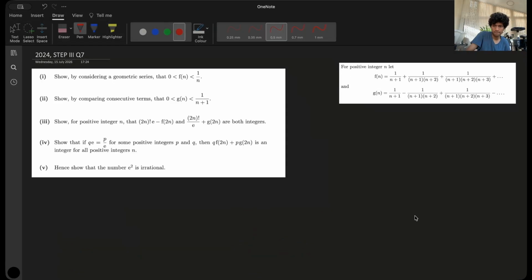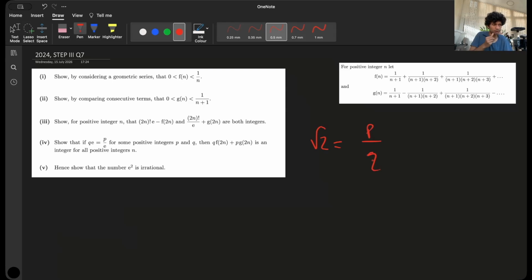Okay, nice. For this last part, you have to show that e squared is irrational. It might not be immediately clear what you are going to do, but let's think. Up to this point, you might have only seen a proof that root 2 was irrational, and you know that was done by contradiction. Suppose root 2 is equal to p over q, where p and q are positive co-prime integers, and then you do some multiplication and squaring, and you get a contradiction.